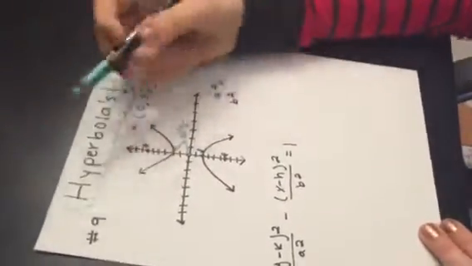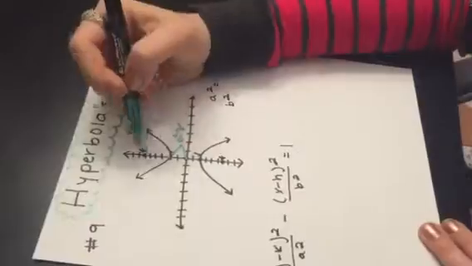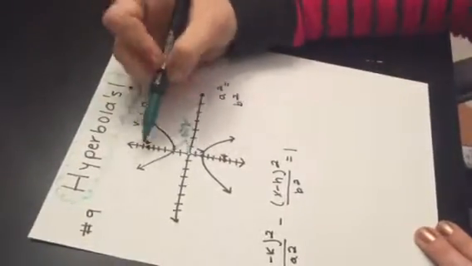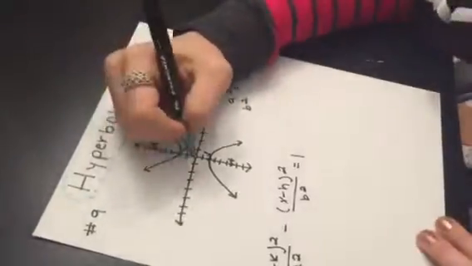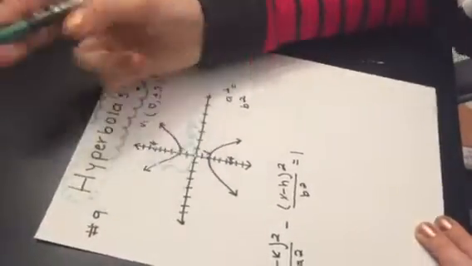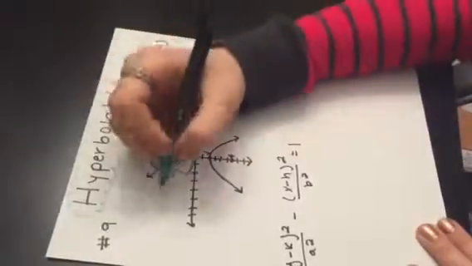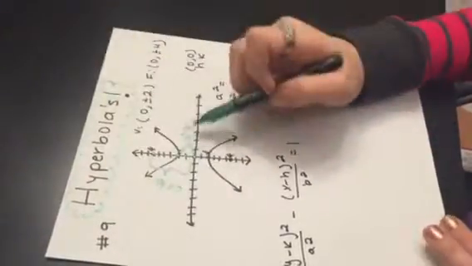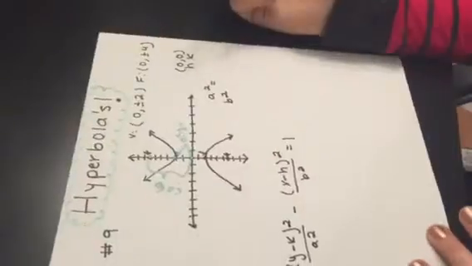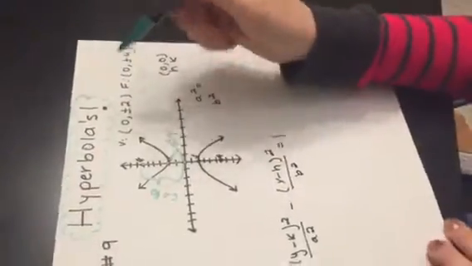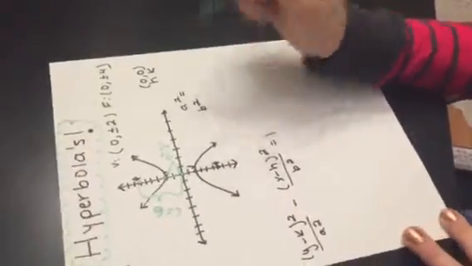Equals 2. Now you're going to find the value of c, and the value of c is going to be the distance from the center to the foci. So you're going to find that. So c is equal to 1, 2, 3, 4, 5, 6. C is equal to 6, and a is equal to 2. Now we are ready to plug these into the equation. But first, let's find what b squared is.